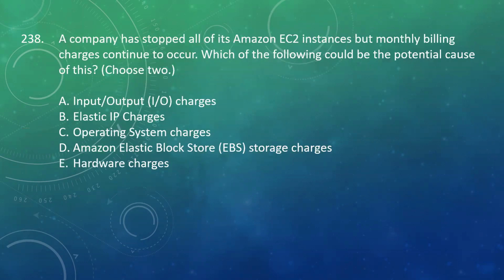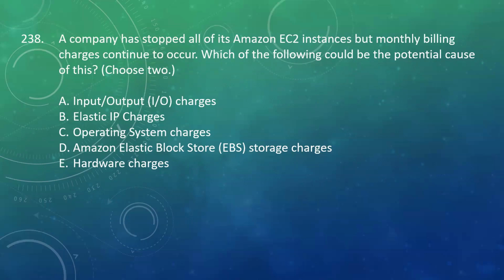Question number 238. A company has stopped all of its Amazon EC2 instances, but monthly billing charges continue to occur. Which of the following could be the potential cause of this? You need to choose two options. And your options are input-output charges, Elastic IP charges, operating system charges, Amazon Elastic Block Store charges, hardware charges.